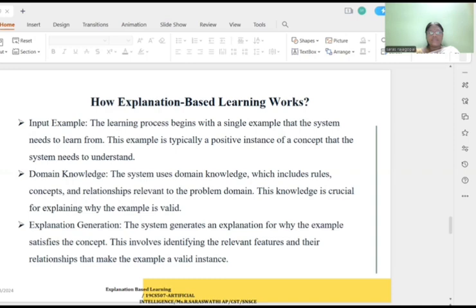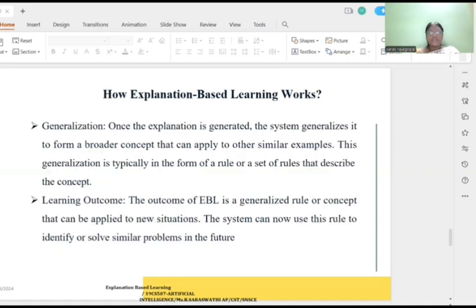Next one is generalization. Once the explanation is generated, the system generalizes it to form a broader concept that can apply to other similar examples. Generalization is typically in the form of a rule or set of rules that describe the concept. Learning outcome. The outcome of EBL is a generalized rule or concept that can be applied to new situations. The system can now use this rule to identify or solve similar patterns.